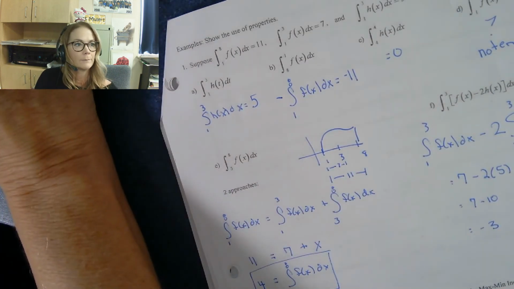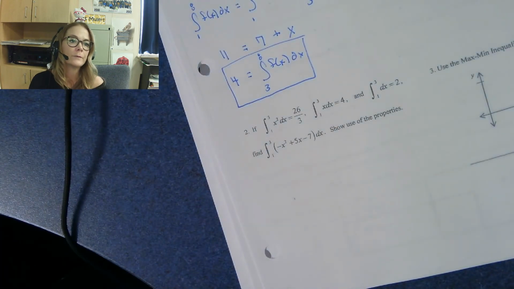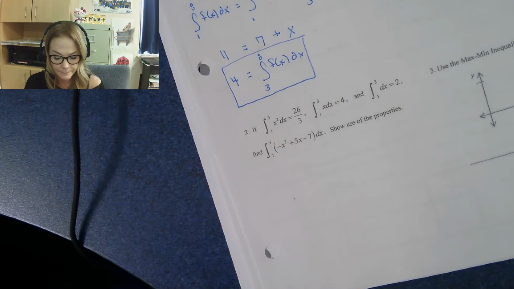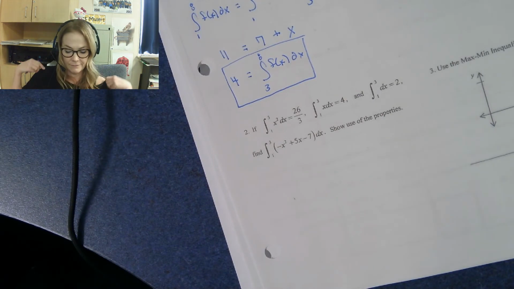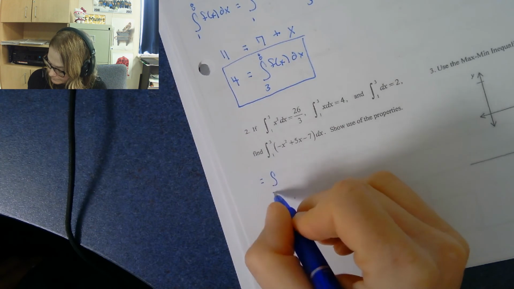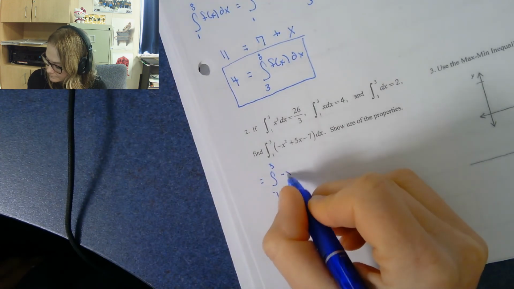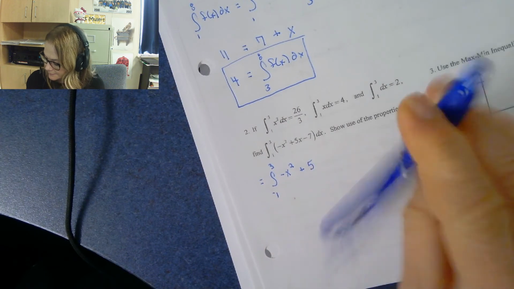All right, next problem. Down below here. We've got a value from 1 to 3 of x squared is 26 over 3, and then given value of x from 1 to 3 is just 4, and a given value from 1 to 3 of just dx is 2. So let's find the integral of this polynomial. So let's split it. Scale it there. Well, let's do it all the same.